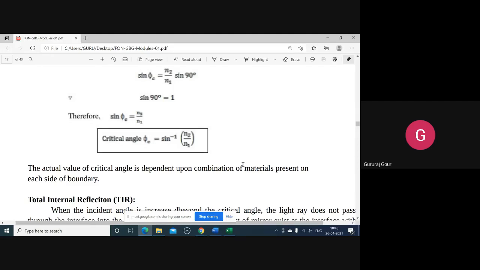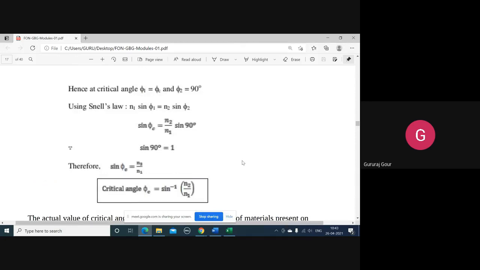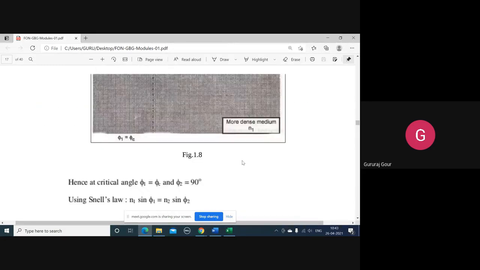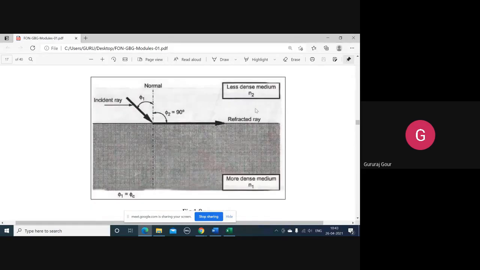Sorry, one minute. When N1 is greater than N2, it will bend away from the normal. That's what is happening here. It is bending away from the normal. So when you try to understand the analogy here, who is increasing the angle of incidence here? He has shown N2 and N1 changed here and there. Okay, not to be distracted by that.